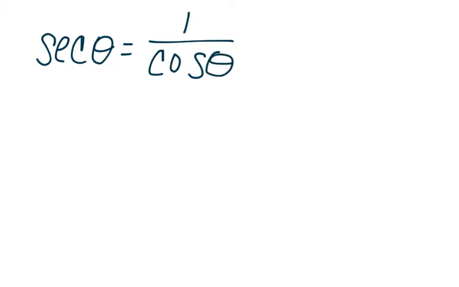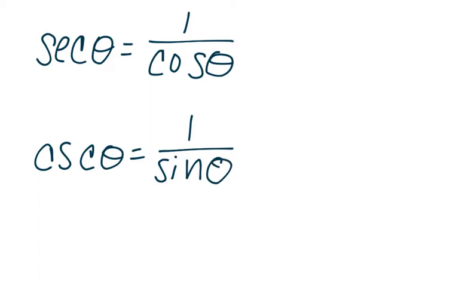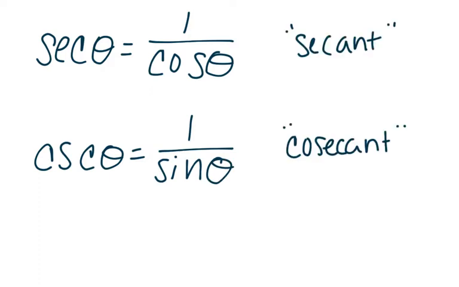I want to quickly define two more functions. So we have secant of theta, and that is defined to be 1 over cosine of theta. And then we have cosecant, and that is defined to be 1 over sine of theta. So, just to say that clearly one time, secant of theta equals 1 over cosine of theta, and cosecant of theta equals 1 over sine theta.